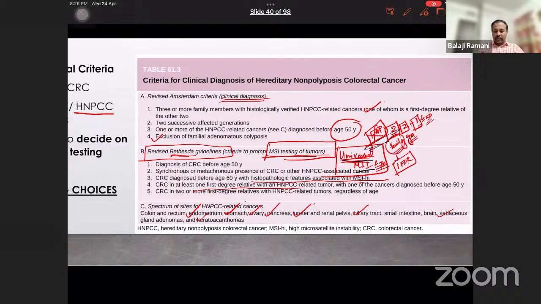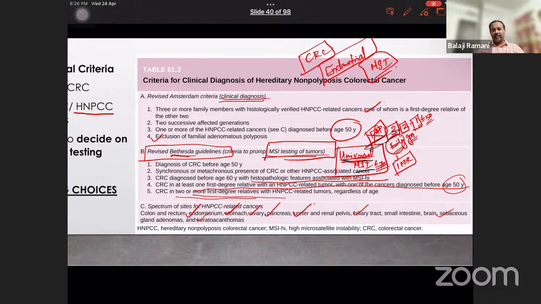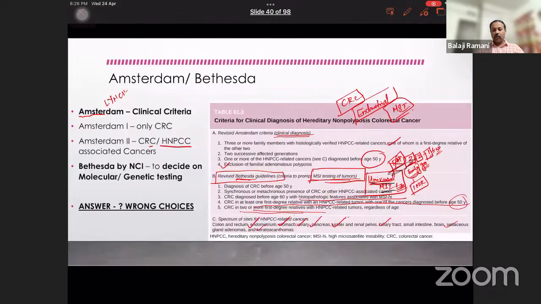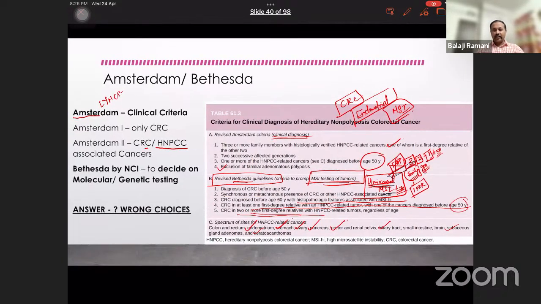And again, one first degree relative with HNPCC related tumors, with at least one of them occurring before the age of 50 years, and 2 or more first degree relatives with cancers. Irrespective of the age, if there are 2 first degree relatives who have HNPCC related cancers, let's say one person has colorectal cancer in the family and his sister develops an endometrial cancer, then this becomes a criterion to prompt MSI testing according to the Bethesda criteria. So the Bethesda guidelines were used for deciding on MSI testing. Currently, it is not applicable because, as I already told you, it is universally done.